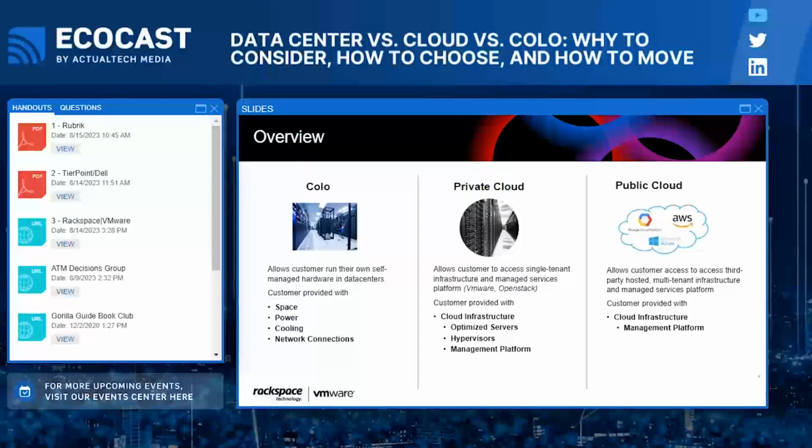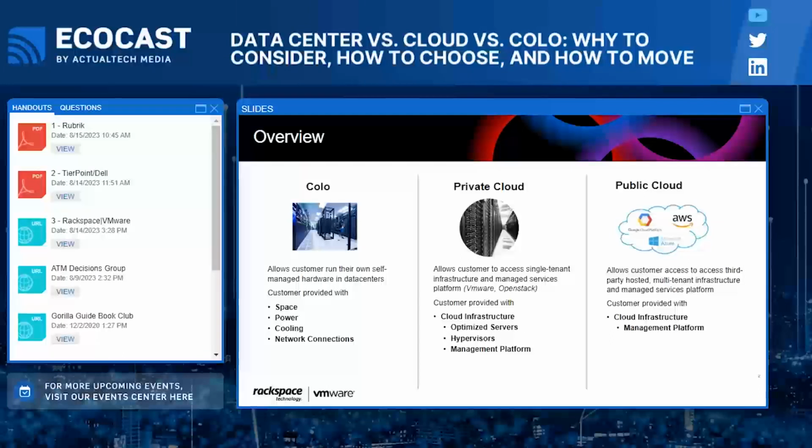And then public cloud is very similar to private cloud, but this is hosted on third-party vendors. The key thing here is it provides multi-tenant infrastructure and managed services platforms. Private cloud is typically single tenant, not all the time, but primarily. Public cloud is multi-tenant, where you can achieve a lot of economies of scale. What the customer gets typically is a cloud infrastructure management platform. They can access the public cloud, etc. So I just want to level set on how Rackspace defines these terms.